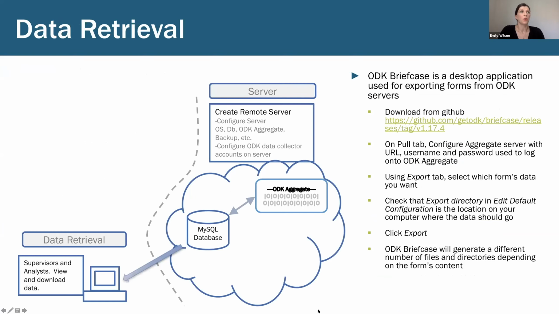Finally, the retrieval. So we have the XLS form, which goes on to the server, which goes on to the tablet, which gets the data back to the server. And now we want to get that data down so we can use it, right? So we use ODK Briefcase, which is installed on your desktop, and then you can pull the forms and export the forms. So it's a 2-step process once you've downloaded the Briefcase software.